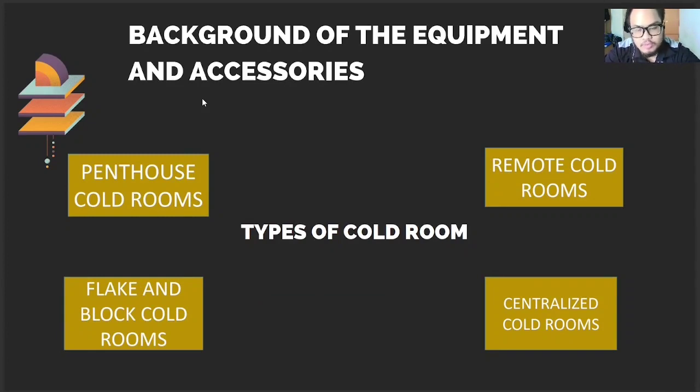There are types of cold room that I found via my research. First is the remote cold room. A unique feature of this cold room is that the compressor is installed on the outside, like most refrigeration systems. Coolant is transported from a condenser to the compressor through a line.